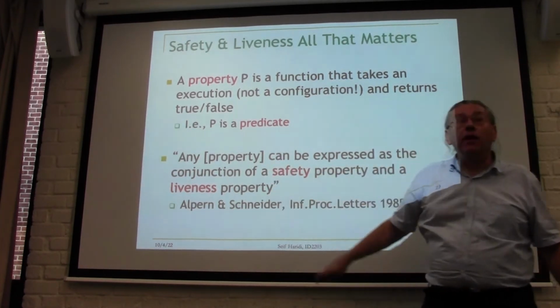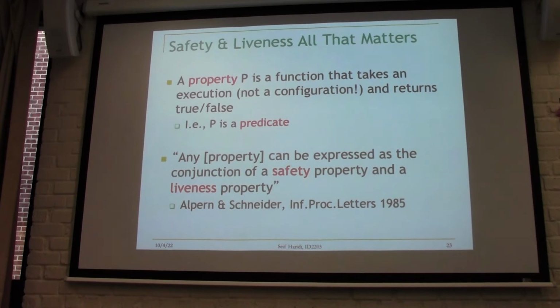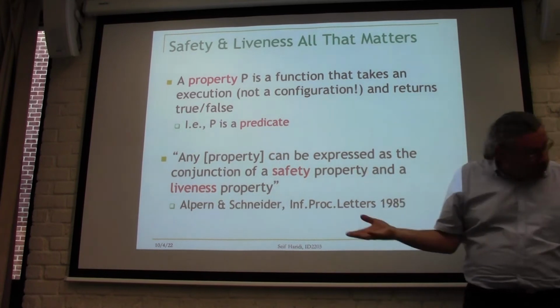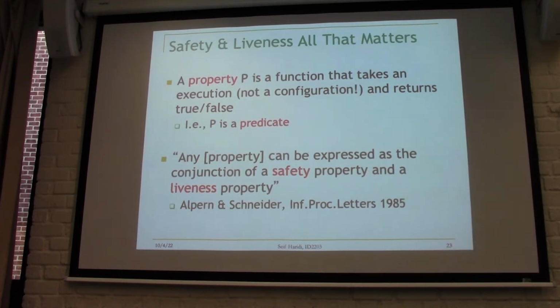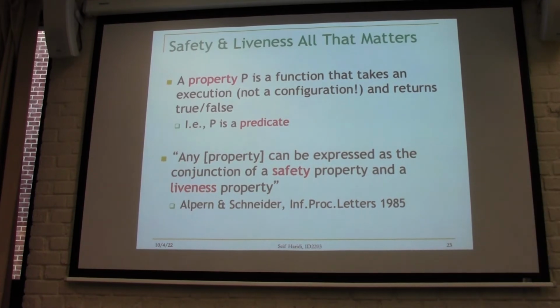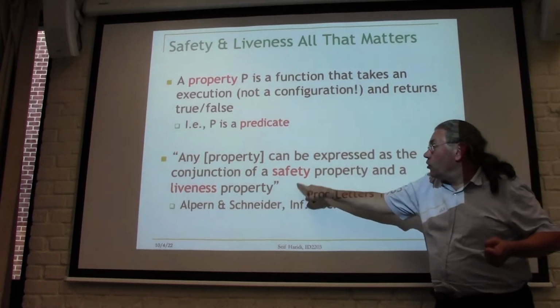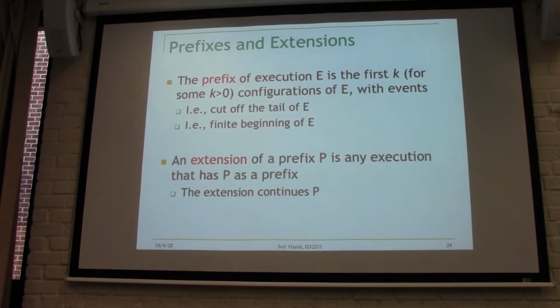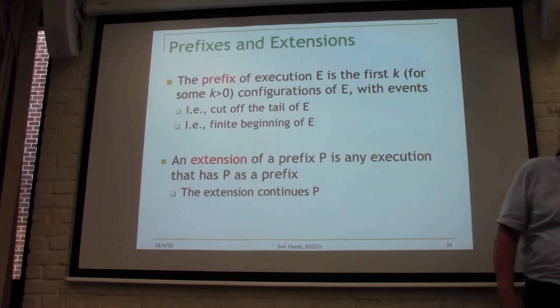Any property of an algorithm can be expressed as the conjunction of a safety and a liveness. That means I can take any property of the algorithm and write it as a pure safety property and a pure liveness property. That's very interesting. The proof is actually very curious because it uses notions of topology. But in order to see that, let me now define formally what safety and liveness are.